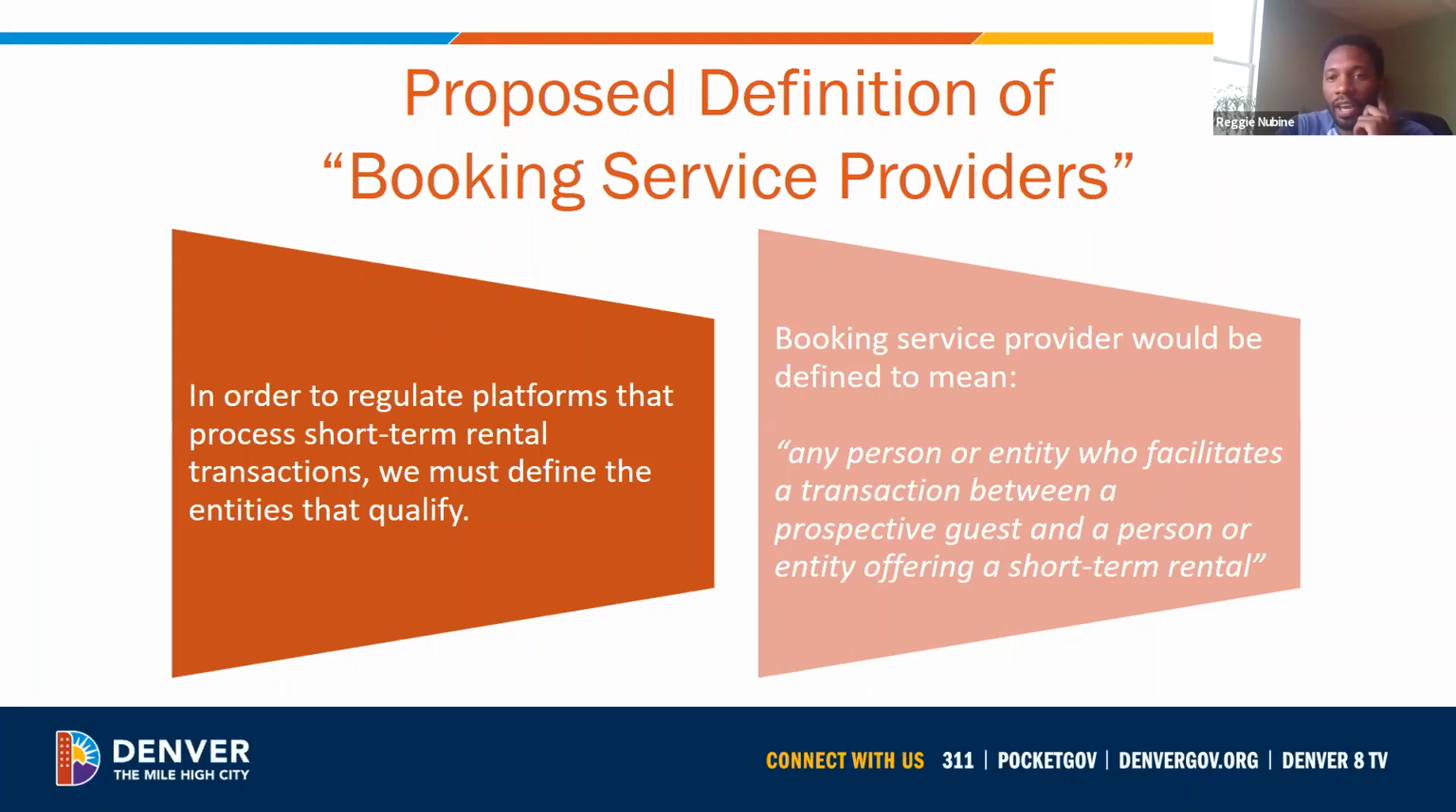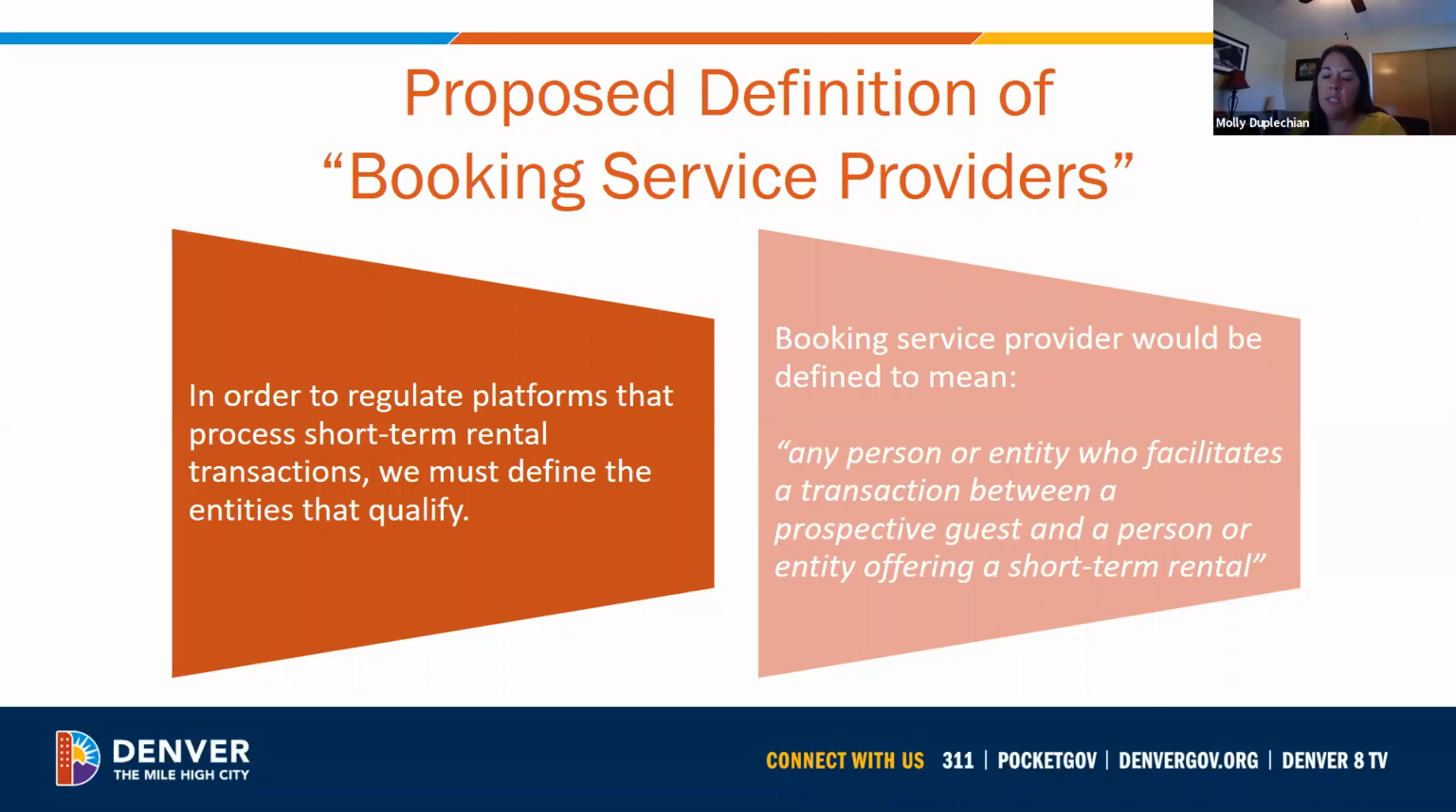So if I'm operating off platform, word of mouth, hey, come and stay at my Airbnb, then yes, I would be my own booking service provider. I'm a person that's facilitating a transaction between a prospective guest and my Airbnb, my short-term rental. So at that point, I would fall within the provision of a booking service provider, and therefore would need to follow all of the rules and regulations that are in these amended provisions.